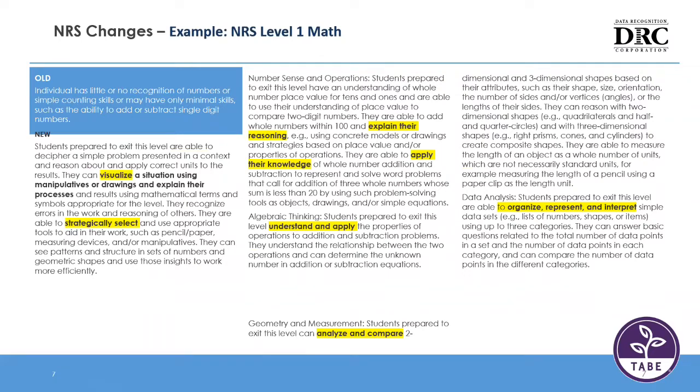Descriptor for TABE for NRS level one, and I think I just lost my microphone, so I'm switching to that real quick. But level one in the top left corner is what TABE 9 and 10 used to align to. In the white area of the screen is what we see is the new descriptor for the new college and career readiness standards from the Department of Education.